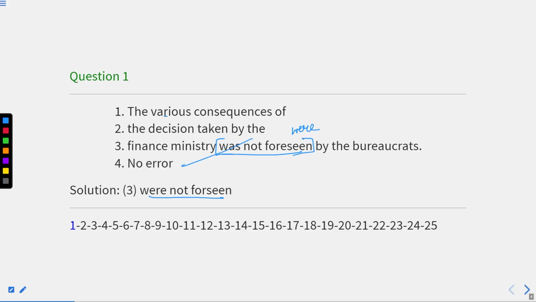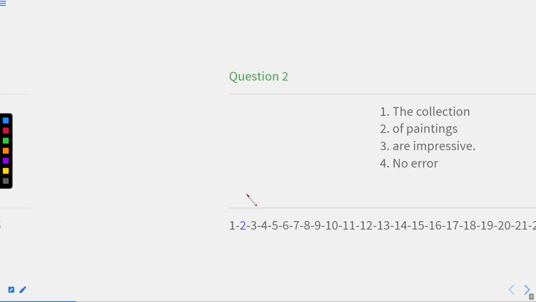Why so? Because "various consequences" is the subject of the sentence, and "was" is actually the verb of the sentence, and both of them should agree. So if the subject is plural, the verb should be plural. So "was" should be replaced with "were". Okay, I hope you have got this concept. Now let us move to the next one.